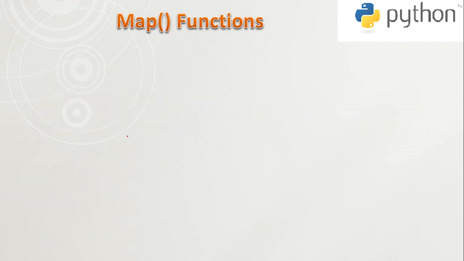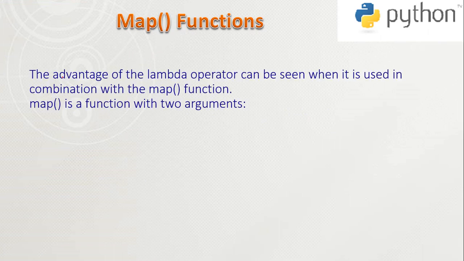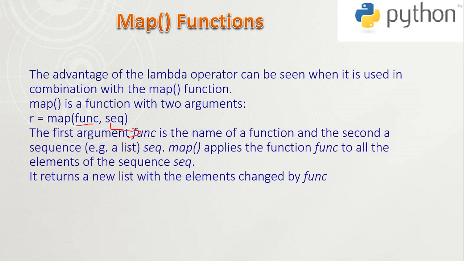This can be used in combination with other functions like the map function, right? The advantage of the lambda operator can be seen with other functions like the map function. Map function will take two parameters. The first one is the name of the function. The second one is a sequence of elements. We'll pass the sequence here.